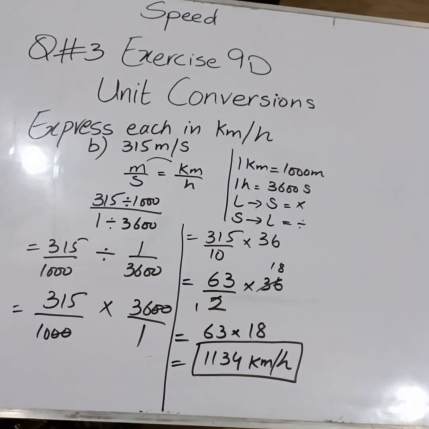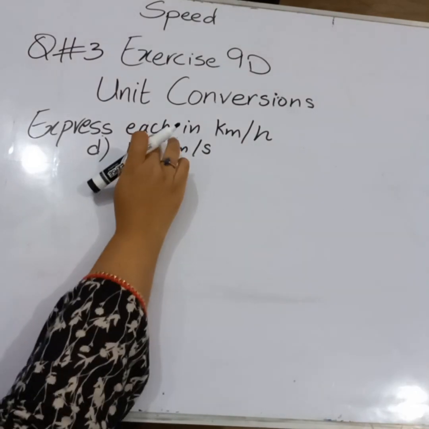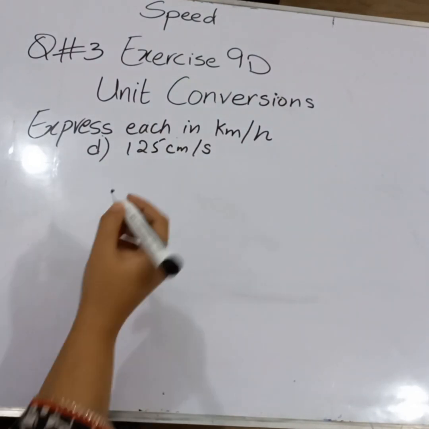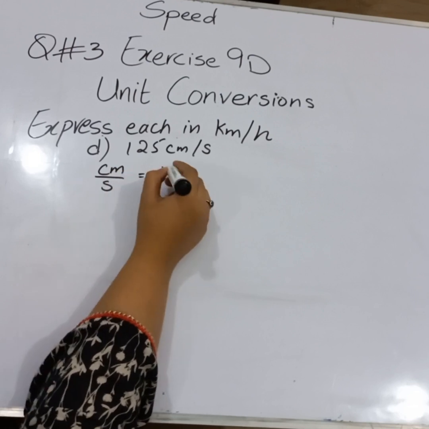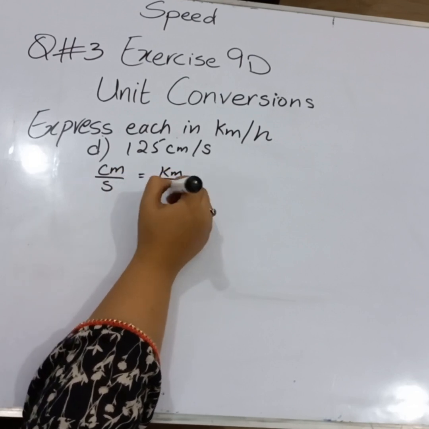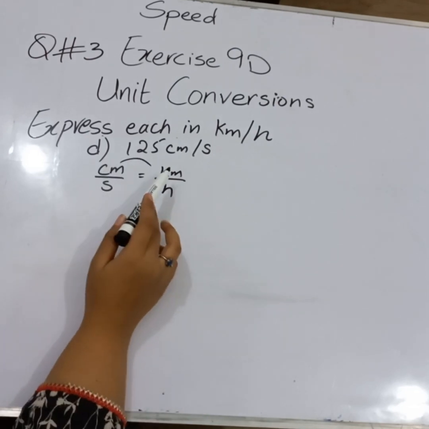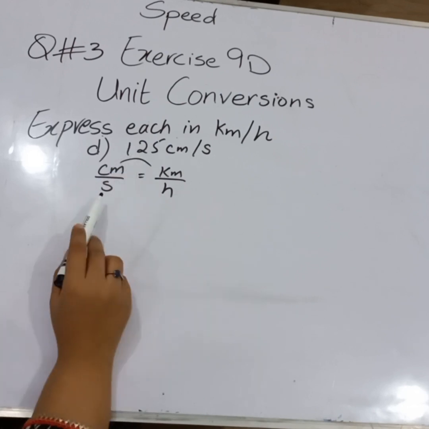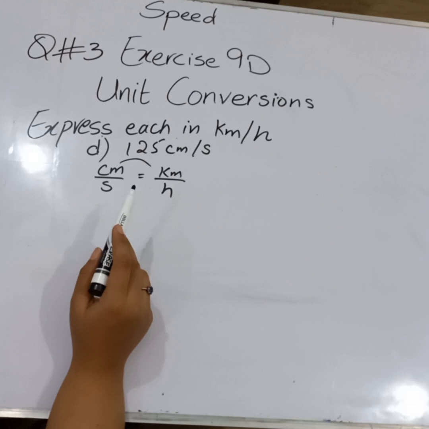Now we will move towards... Okay, let's start the D part now. D part is 125 centimeter per second. So it's clearly written over here that it is centimeter per second, has to be changed into kilometer per hour. Centimeter into kilometers. Again, smaller unit has to be changed into larger unit, and we will do division again with 125. And here again, seconds into hours. Again, smaller unit to larger unit. So 3600 will be divided by.